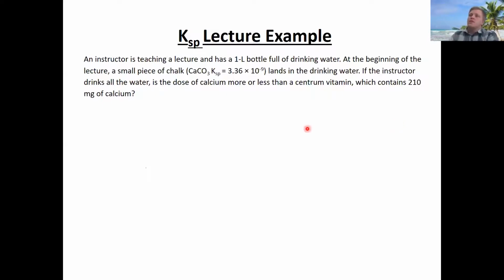All right, so let's go over this problem though. This question is, an instructor is teaching a lecture and has a 1 liter bottle full of drinking water. So this is just sitting on the desk or counter in front of him or her. At the beginning of the lecture, a small piece of chalk, which primarily consists of calcium carbonate, lands in the drinking water. So chalk has a KSP or solubility constant of 3.36 times 10 to the minus 9.